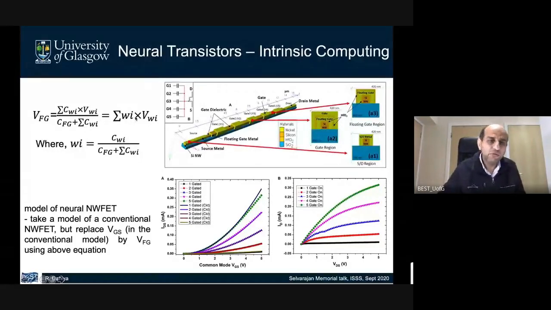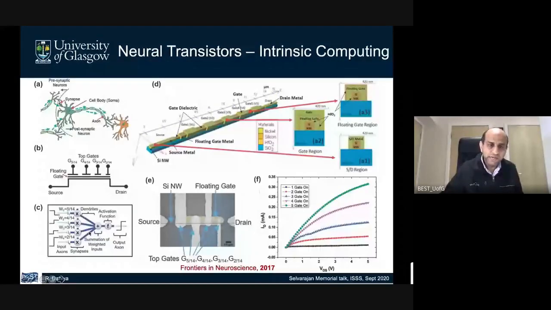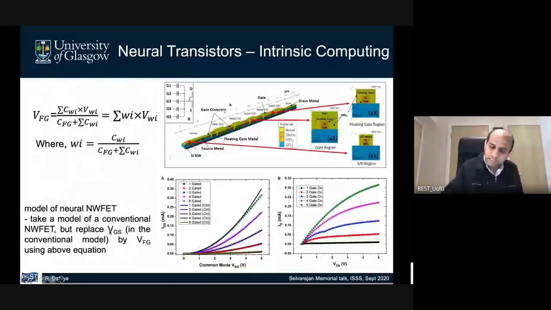And that way, the equivalent thing is that you get this weight. So the output, the floating gate voltage, is a weighted summation of the input voltages which are coming to all these multiple gates. And this weight then defines your output. So that's where W_I is equal to C_WI divided by the floating gate capacitance plus the summation. So this way you can develop neural-like circuits. So that's the summation that is taking place here. So that's the way you get output.